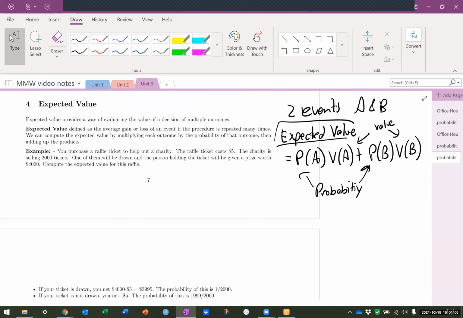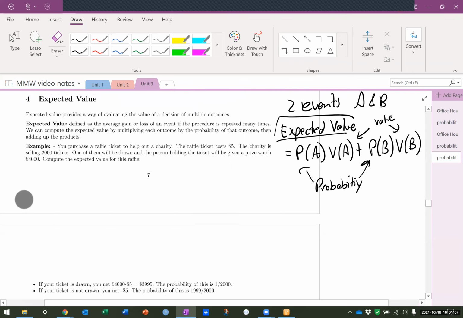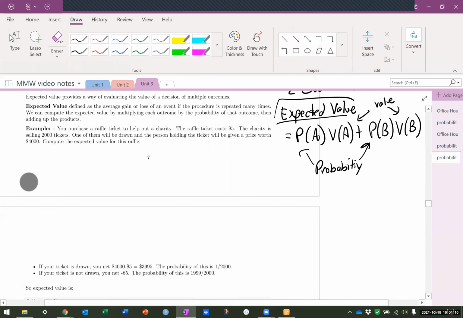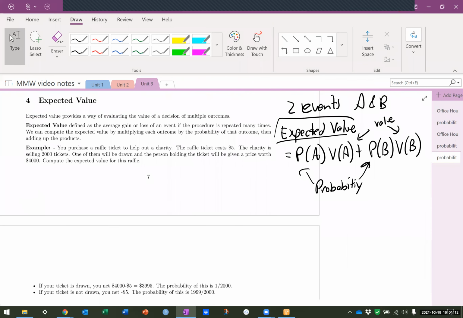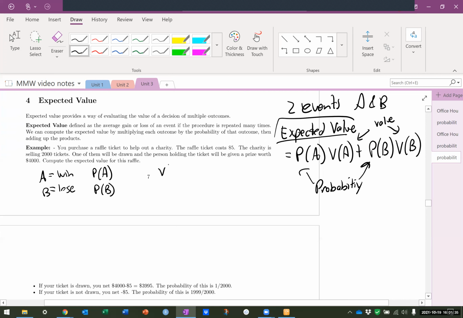So the first example is you are purchasing a raffle ticket for a charity, and you're going to pay $5 for the ticket. If they're selling 2,000 tickets, one of which will win, what's the expected value of buying this raffle ticket? So let's call our two events: A we'll call win, B we'll call lose. So probability of A and probability of B we've got to find, and then value of A and value of B we've got to find.